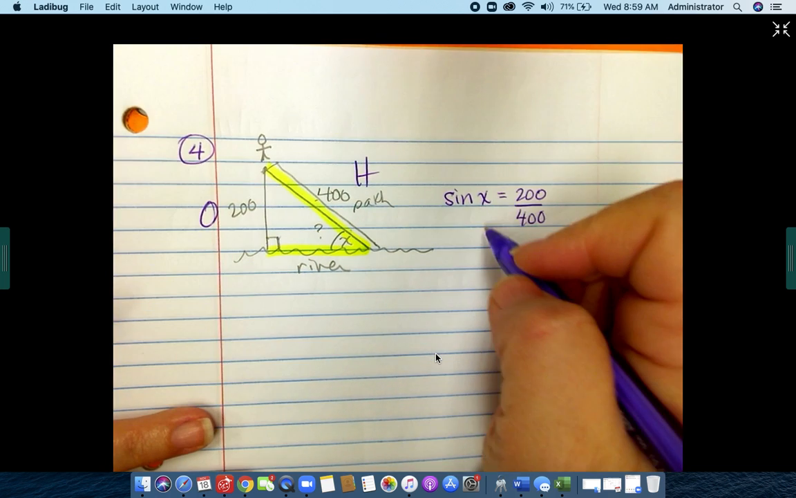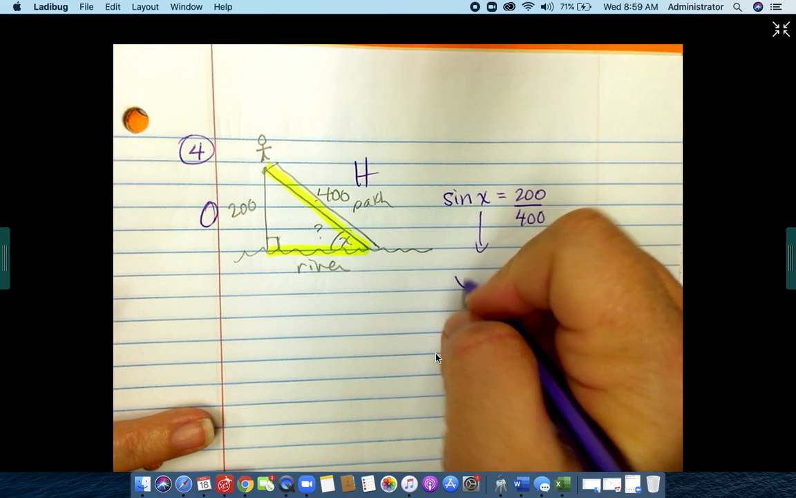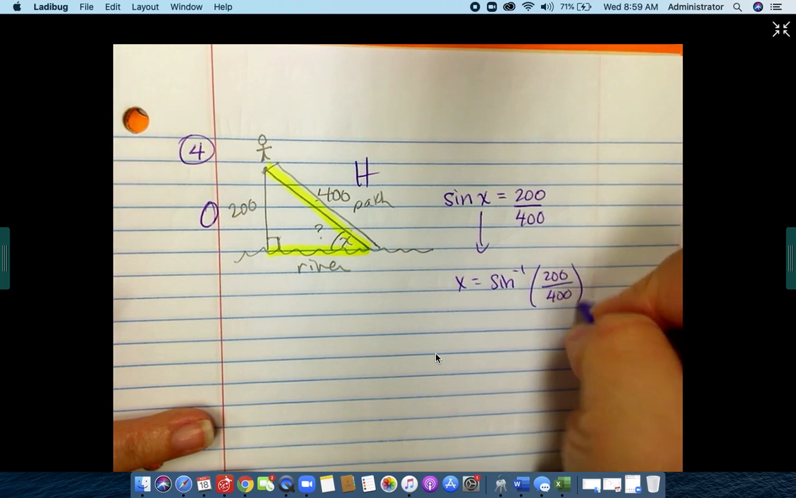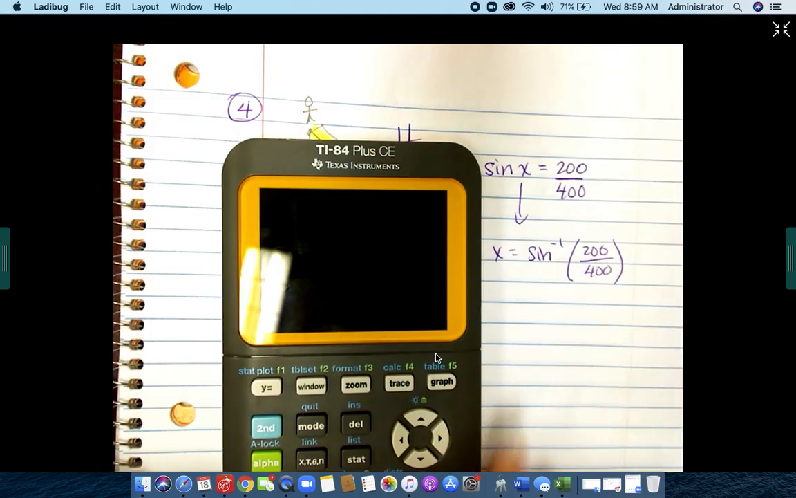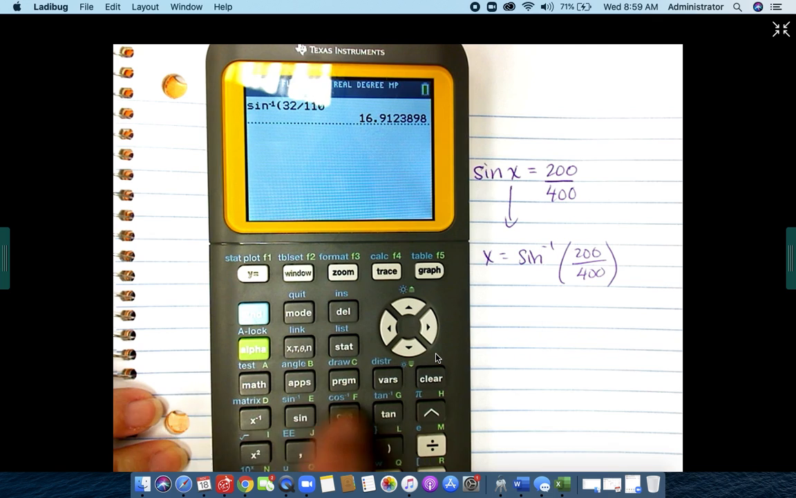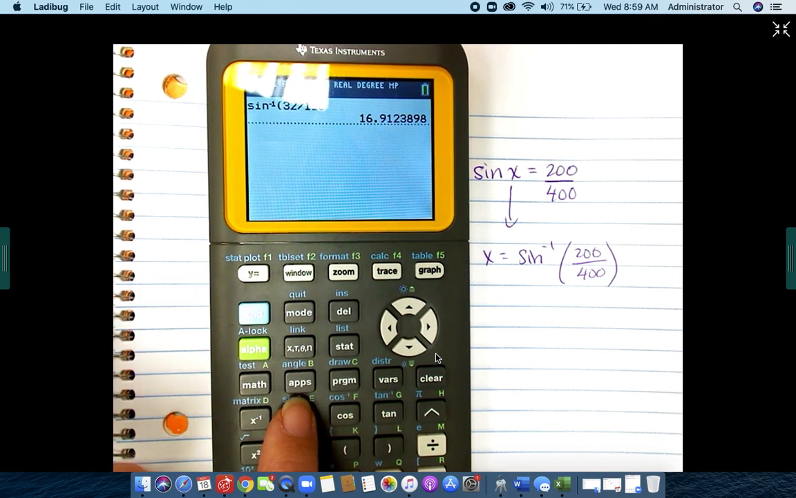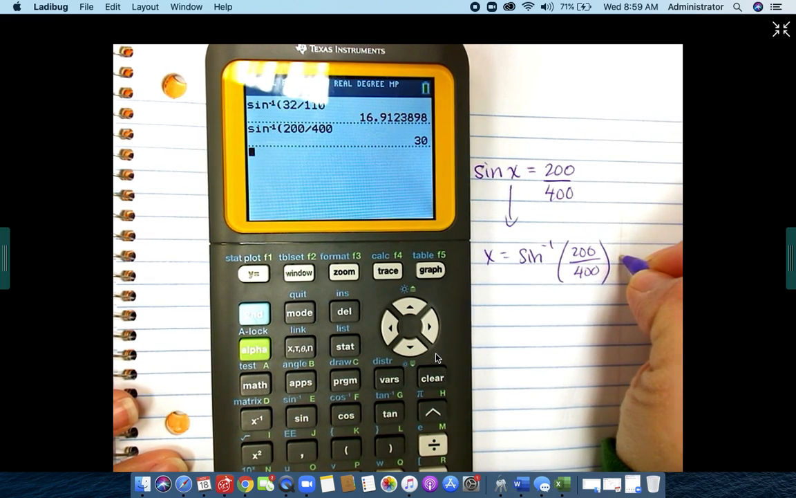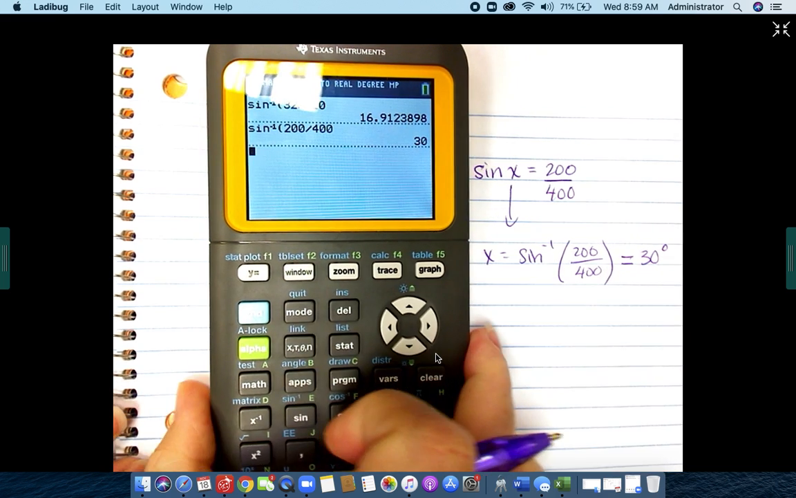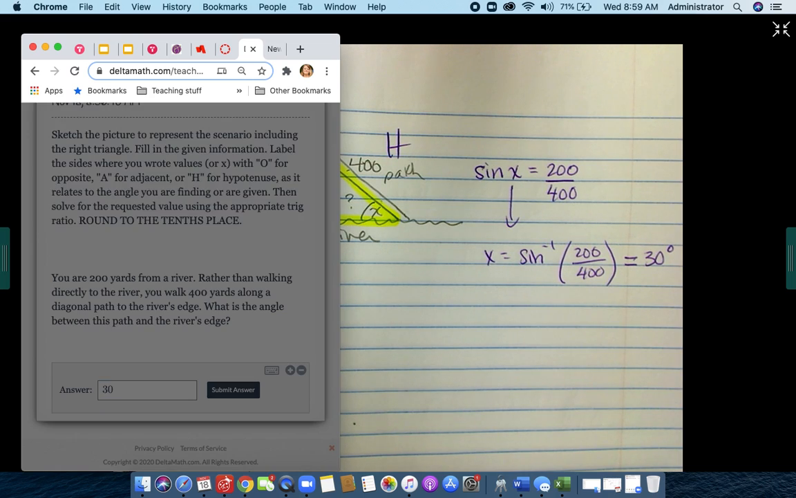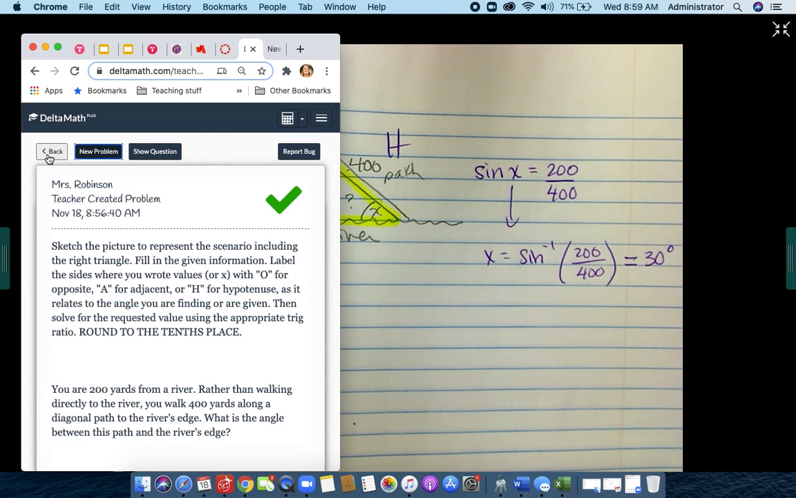But remember, our job is to use inverse operations when we solve something. So x will be equal to inverse sine of 200 over 400. So again, we access that inverse anything, whether it's the cosine, sine, or tangent. It does not matter what the ratio is. It is not always sine. We're just going to hit second sine because we're trying to find the angle when we know the length of the opposite and hypotenuse. So this tells us it's actually exactly 30 degrees. So just type in 30 and you're good to go.